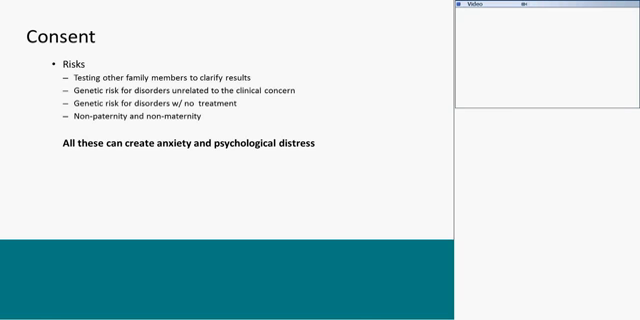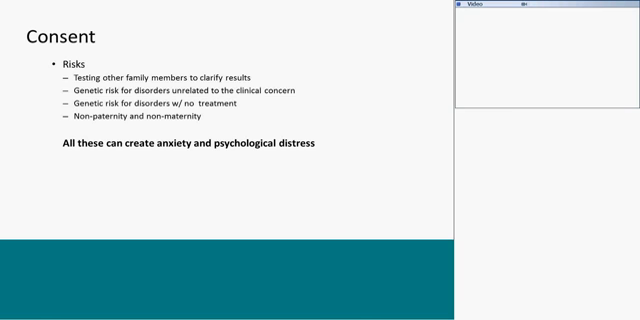Sometimes when we find a variant of uncertain clinical significance, we have to test other family members to clarify the results, even healthy family members, to see whether they have this variant or whether it's only affected people who have it. We can stumble on things that are not related to the clinical concern that the patient has. Imagine that someone has developmental delay and now we find a change in a cancer gene. These are called incidental findings, and I'm going to get into this as well.